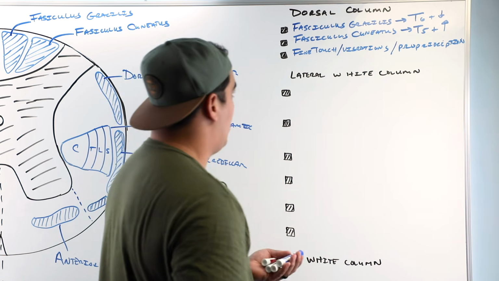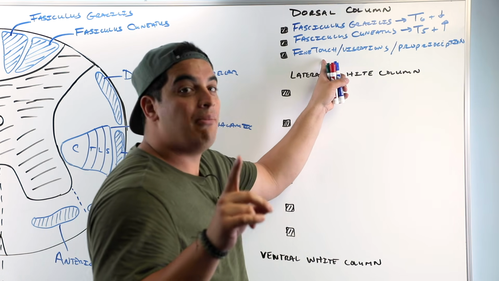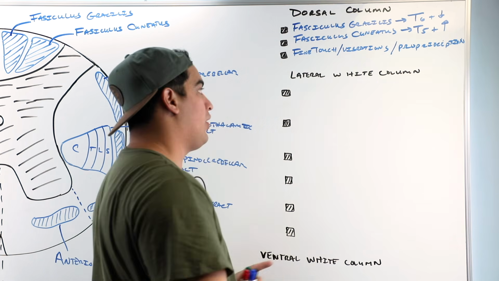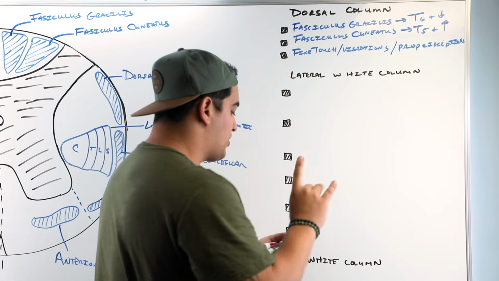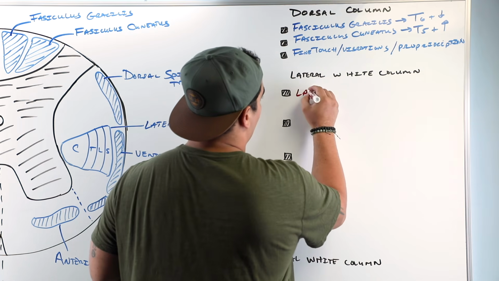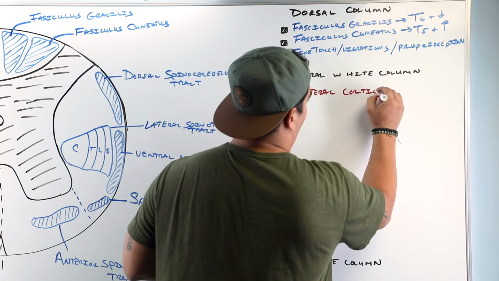Lateral white column. Again, dorsal column, just to recap. Was there any motor pathways, any descending tracts? No, only ascending tracts. Okay. Lateral white column. There were motor tracts, right? We said that the big one that I wanted you to know was that lateral corticospinal tract, right? So that lateral corticospinal tract.